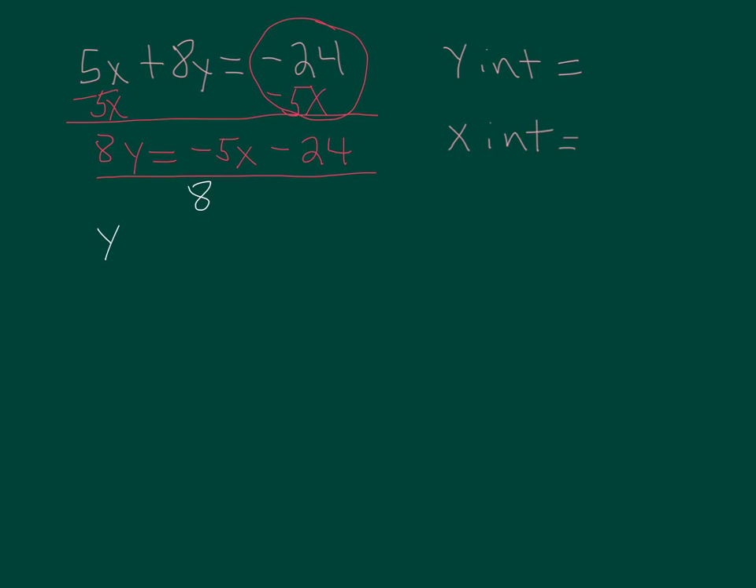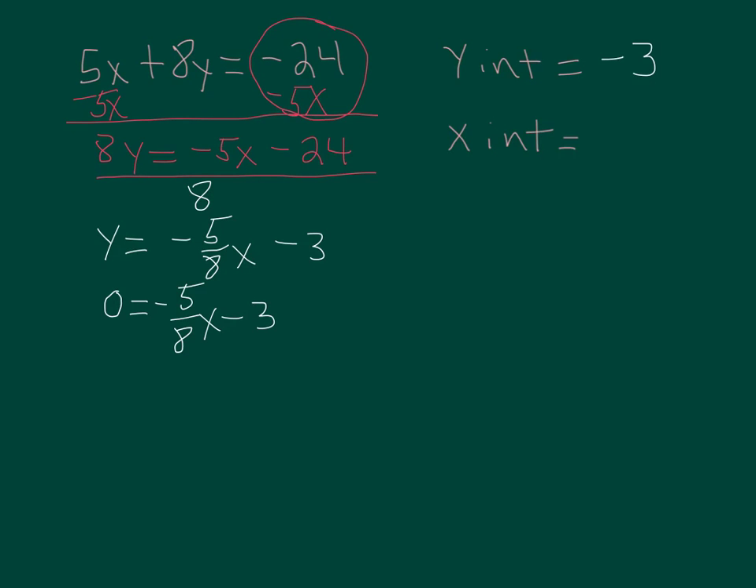So I have y equals negative 5/8 x minus 3. And the minus 3 comes from negative 24 divided by 8. So my y-intercept is negative 3. Now to do the x-intercept then, we're going to set y equal to 0. So now we have 0 equals a negative 5/8 x minus 3.